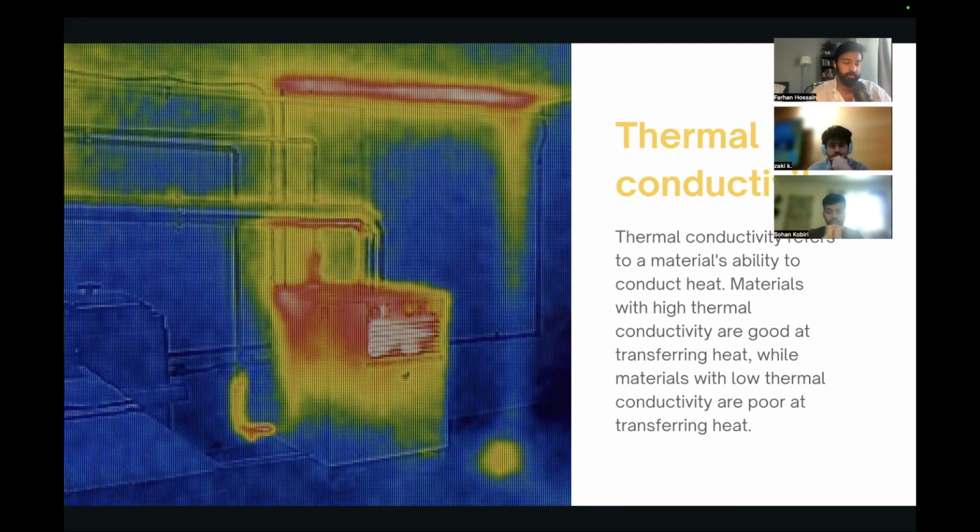Another one I would say is for heat sinks. If you're trying to cool different things, for example, the CPU of your computer, you'd want to have a good thermally conductive material to pull that heat away from that hot processor to the environment to cool it down.